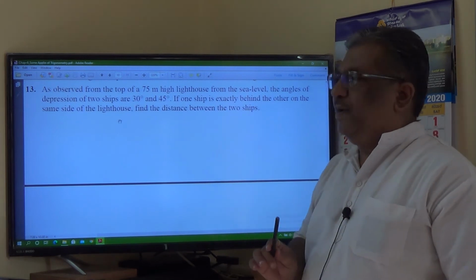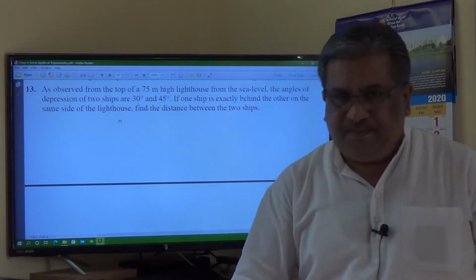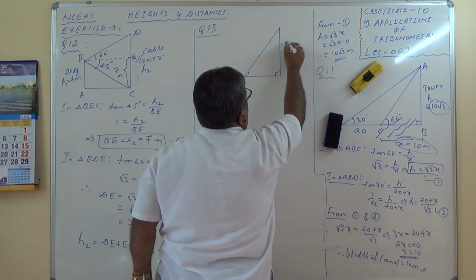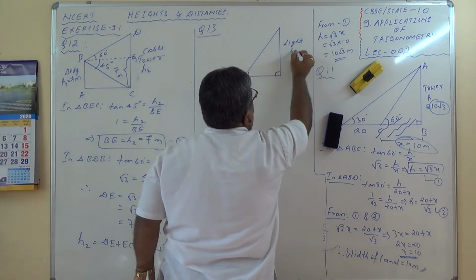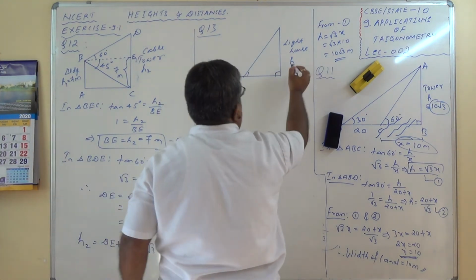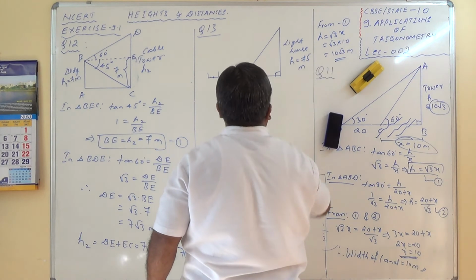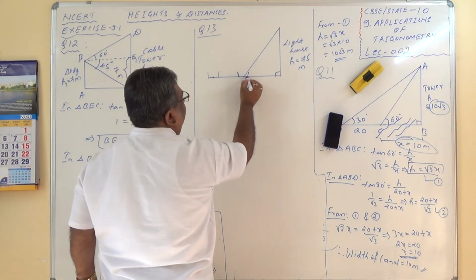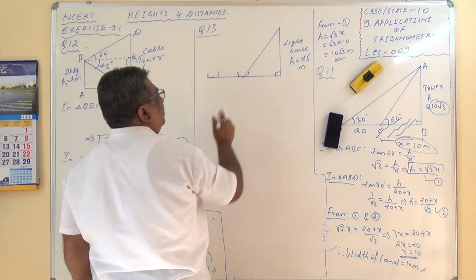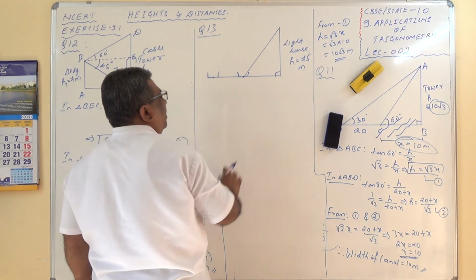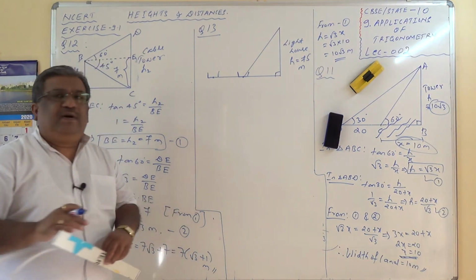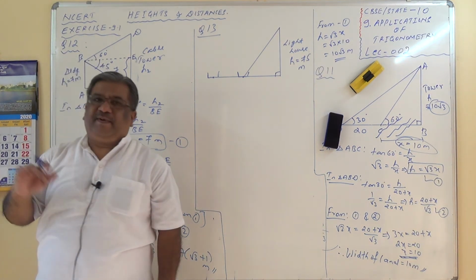So two types of questions can be asked. According to this question, let us solve the problem now. Question number 13. This is a lighthouse of height h, 75 meter height. H equals 75 meter. There are two ships here. One ship, the center point I am taking, and another ship, the center point I am taking. These two ships are one behind the other. The angle of depression of both the ships given here is 30 degree and 45 degree.